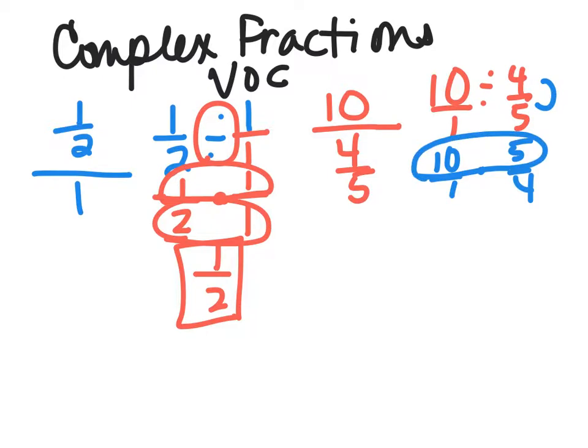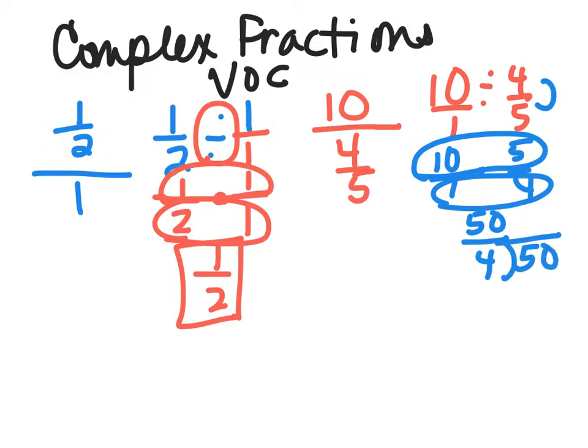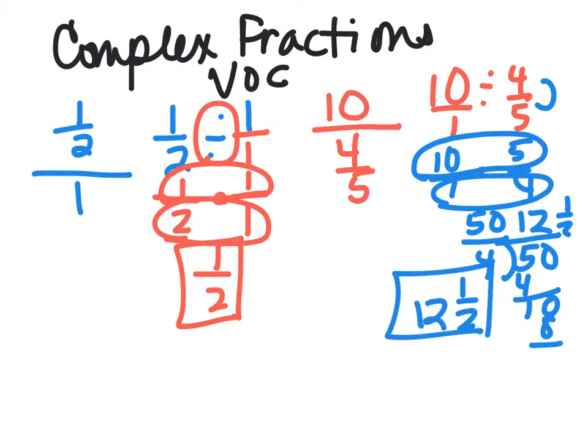So 10 times 5 is 50, and 1 times 4 is 4. So this is an improper fraction, so we're going to simplify that. 50 divided by 4 is 12 with a remainder of 2, so it's 12 1/2, and that would be 12.5. So 10 divided by 4/5 is 12 1/2. Box that in. And the third kind of complex fraction would be a fraction over a fraction.